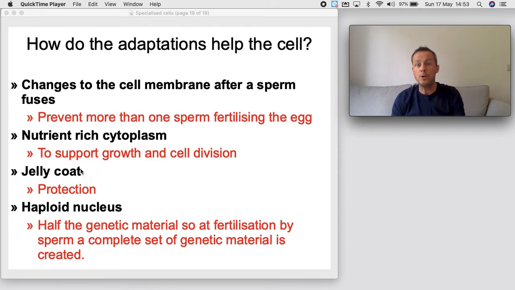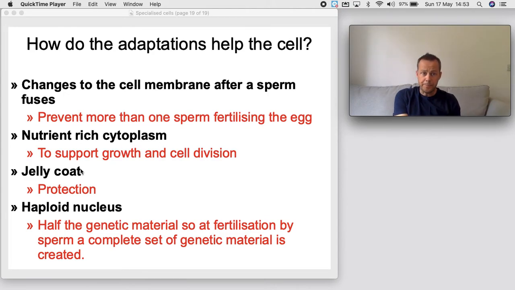It would not work. So what happens is as soon as that first sperm has fertilised, has got through the cell membrane, the membrane changes, so the enzymes in the acrosome of the sperm will no longer work. So only one sperm can fertilise the egg successfully. The membrane changes and then no more sperm can get through.